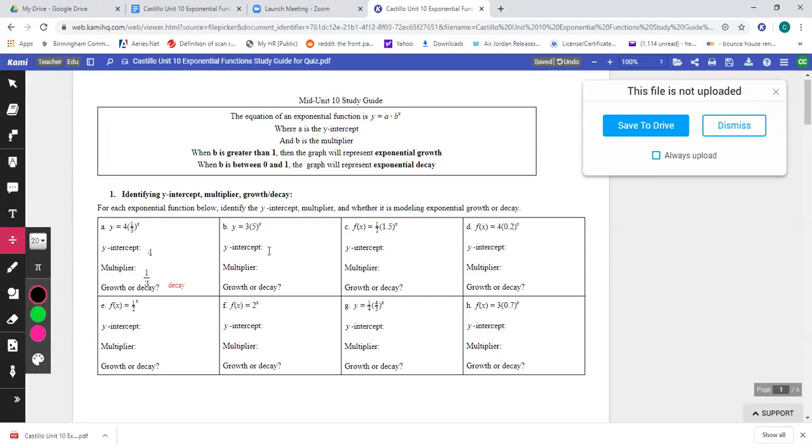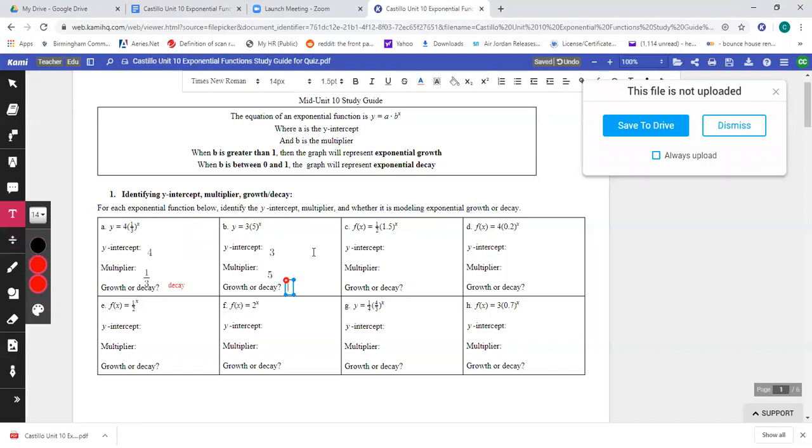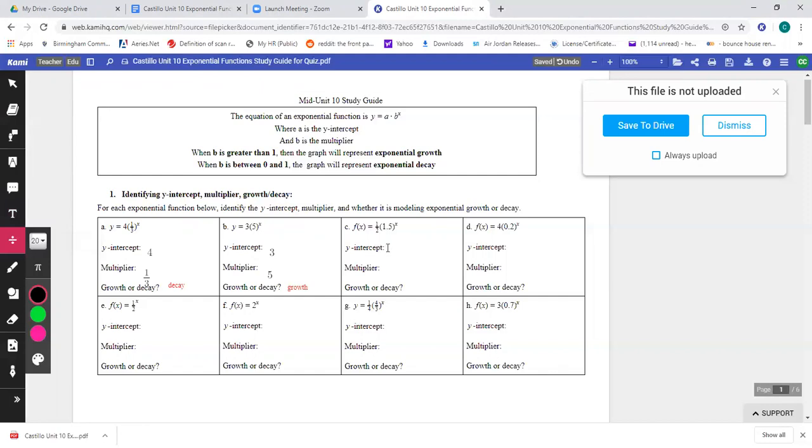So for letter B, the y-intercept is 3, the multiplier is 5, and then this is going to be growth because your multiplier is more than 1. Once again, if the multiplier is more than 1, it's growth. So for letter C, I know my y-intercept is 1/2. I know my multiplier is just 1.5. And then since my multiplier is greater than 1, this is going to be growth.